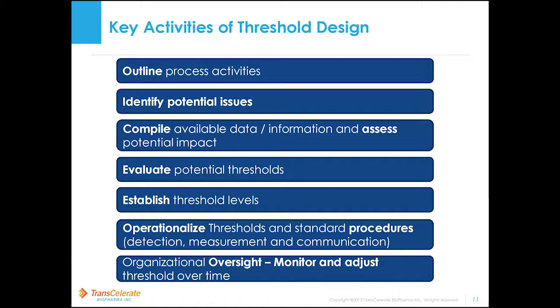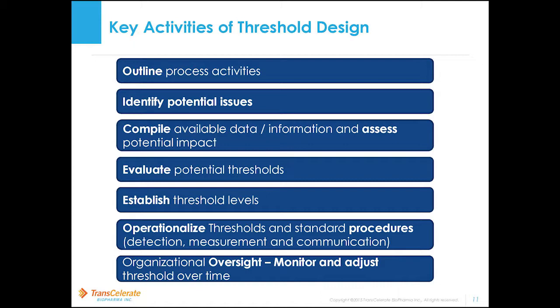Use the information compiled to evaluate potential thresholds, one level or more than one level. Review the potential issues with the cross-functional team and establish thresholds. Review and approve thresholds in accordance with company policies and procedures. The next step is to operationalise the thresholds. Build them into the process and/or develop standard procedures so that mechanisms for detection, measurement and communication are put in place.